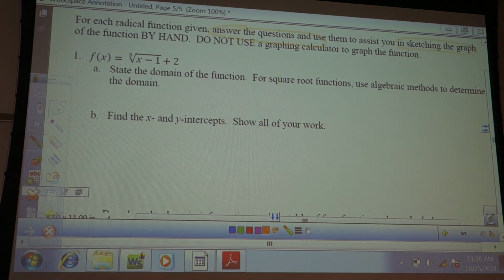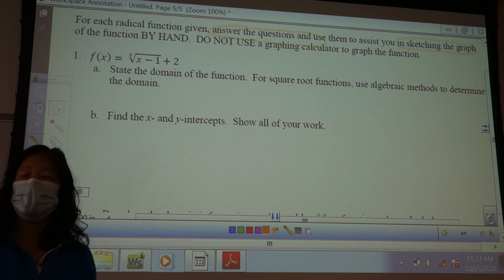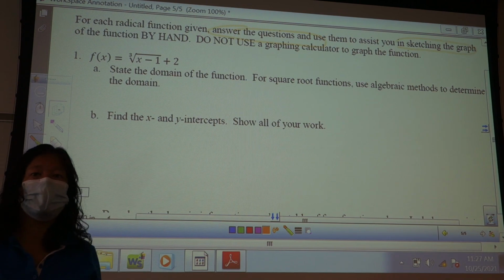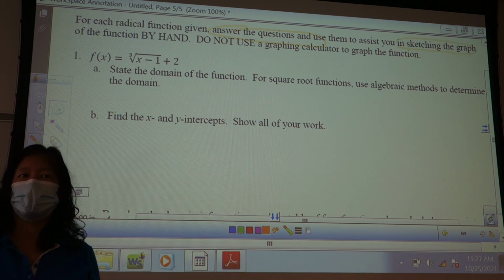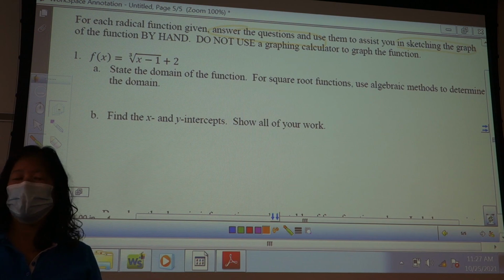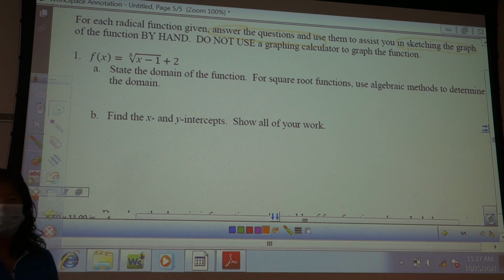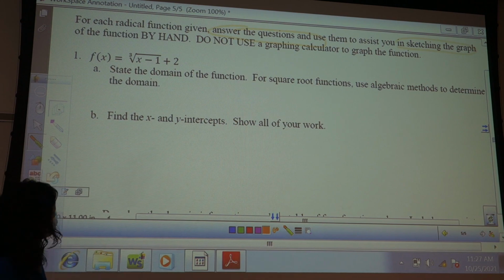That's the first thing. The second thing we can never, ever, ever do in math is take the square root of a negative number. Square root of a positive is fine. Square root of 0 is fine. But it can't be negative. It will not be a real number. It'll be an imaginary number. And we're only dealing with real numbers in this class, not imaginary numbers. So never take the square root of a negative number.